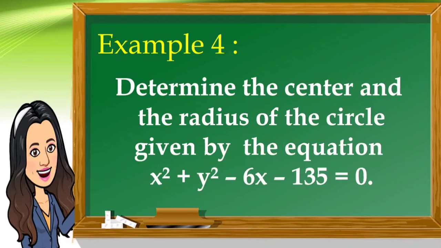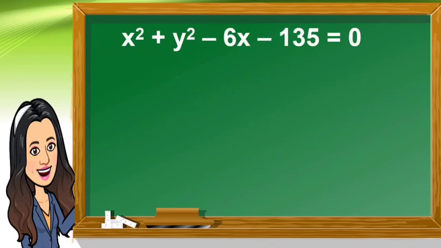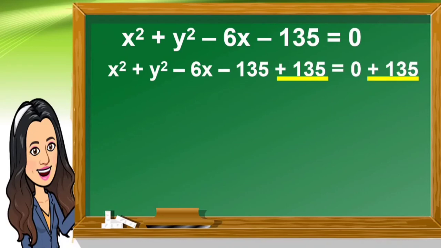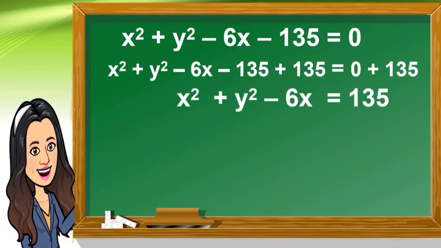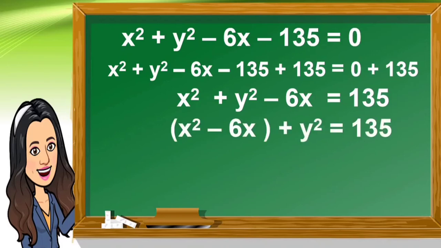How do we determine the center and the radius? Here are the steps. First, add 135 to both sides of the equation. Then, simplify. Group the terms involving x and y on the left side of the equation, and this is the quantity x squared minus 6x as the first group, plus y squared, is equal to 135.